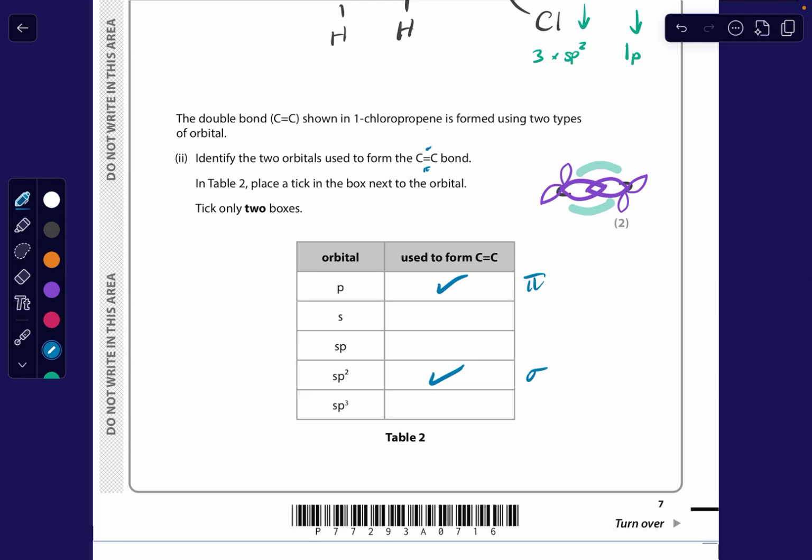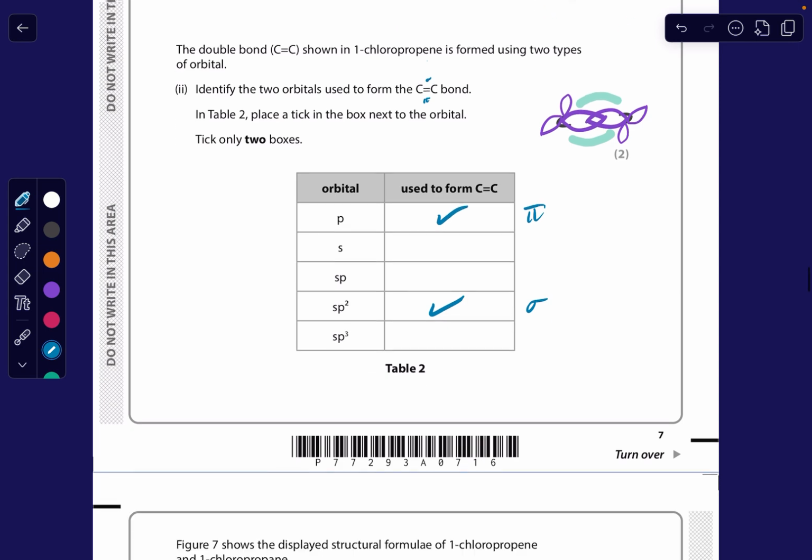It's a really, really tricky question. Many of us did pick up 1 mark. Some of us picked up 2. Really well done if you did. But it does require you to know that content inside out. Let's move on.